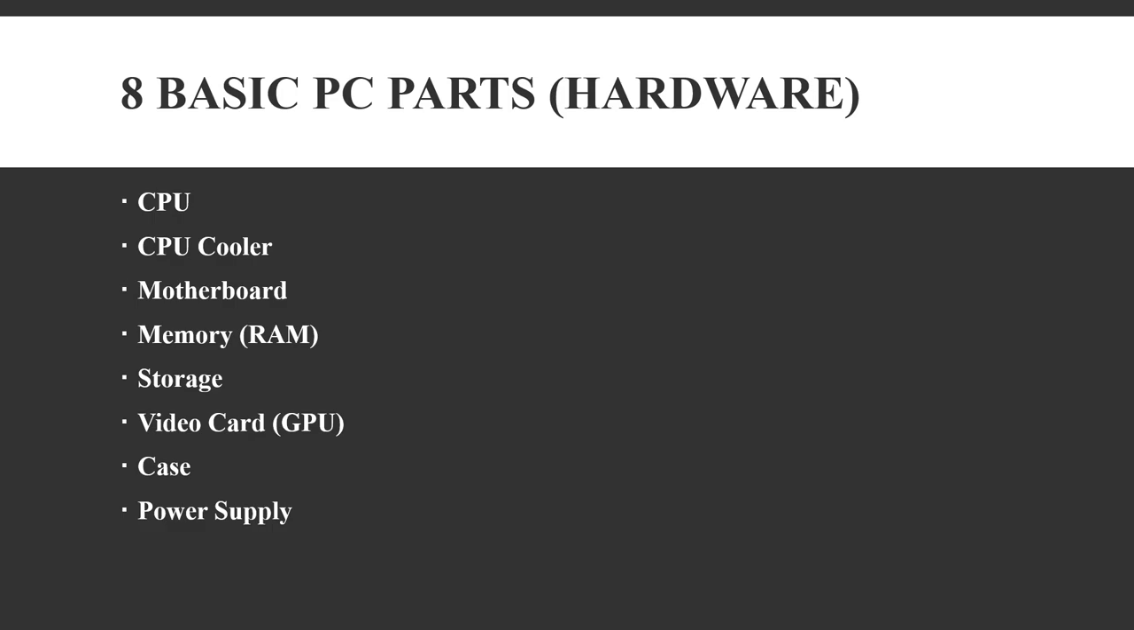The first thing I want to mention is the eight basic parts, hardware-wise, of building a computer. This doesn't include an OS. First, you're going to have your CPU, your CPU cooler, your motherboard, your memory or RAM, your storage, your video card, also sometimes referred to as the GPU, although there is a difference. We'll get into that a little bit later. Then your case and your power supply. We're going to dive into each one of these parts a little deeper so that you know what to actually look for when you're building a parts list for a PC.